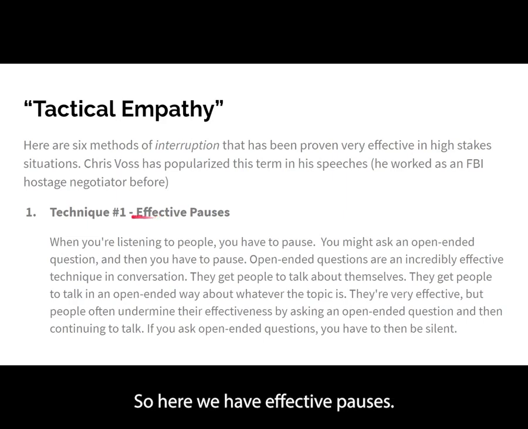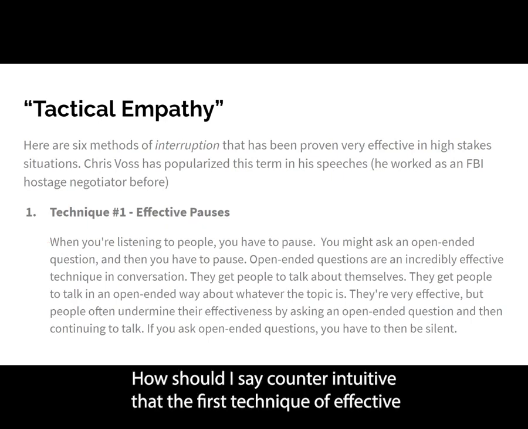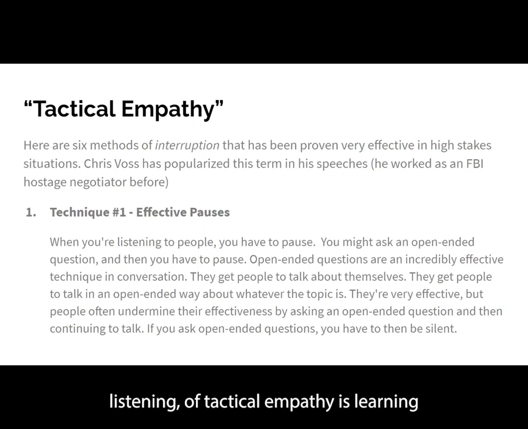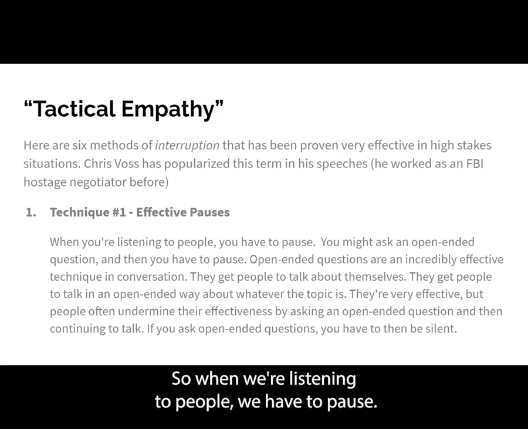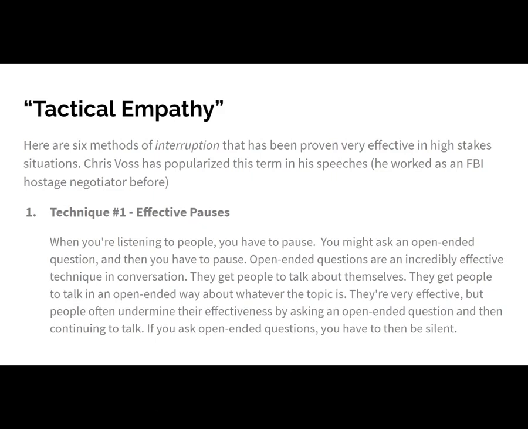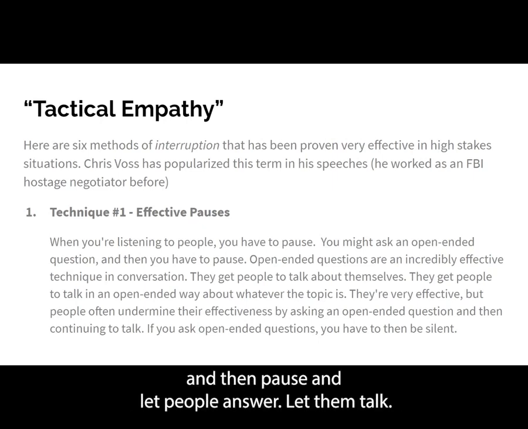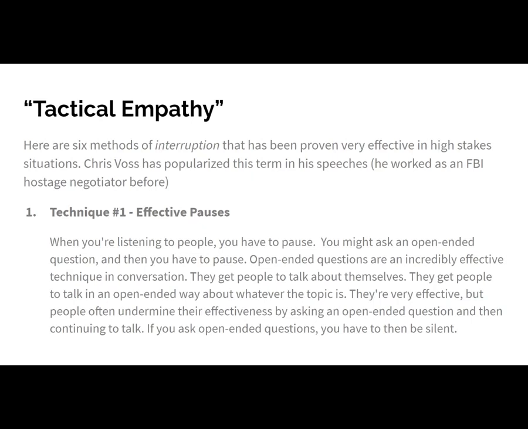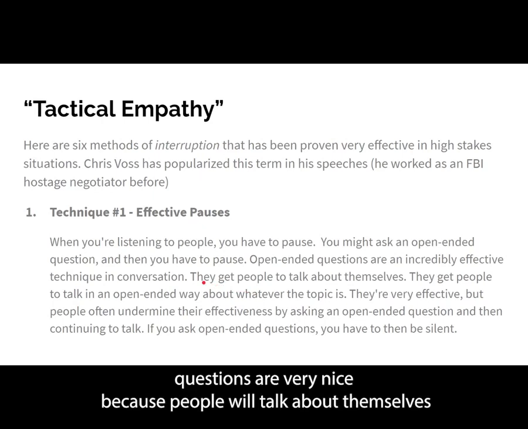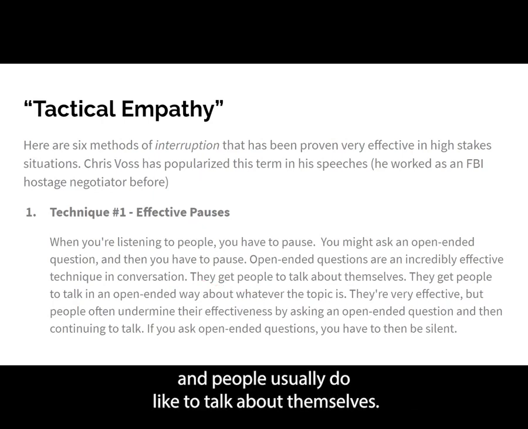So here we have effective pauses. Now, effective pauses, this is something that's a bit, how should I say, counterintuitive, that the first technique of effective listening, of tactical empathy, is learning to be quiet and listen. So when we're listening to people, we have to pause. So we ask an open-ended question and then pause and let people answer, let them talk. So as in, open-ended questions are very nice because people will talk about themselves, and people usually do like to talk about themselves.